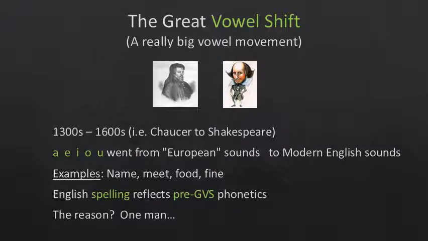Here's an example. The great vowel shift. You could call this a very big vowel movement if you wanted to. I don't, but you certainly might. Between about 1300 and 1600, think that's like Chaucer, who died in about 1400 to 1600, Shakespeare, English was undergoing a shift in the sound made by its vowels.